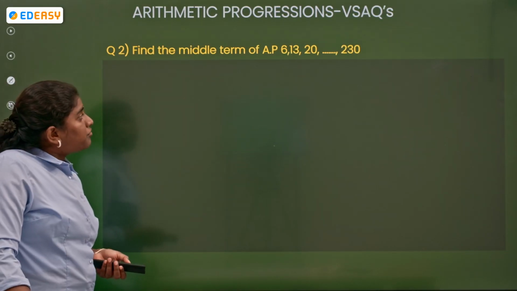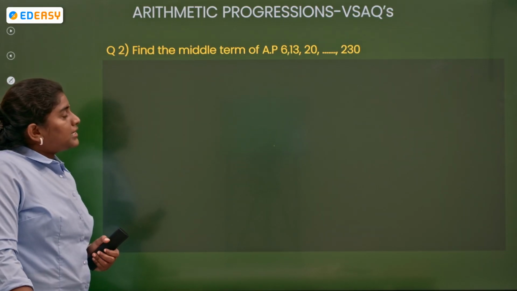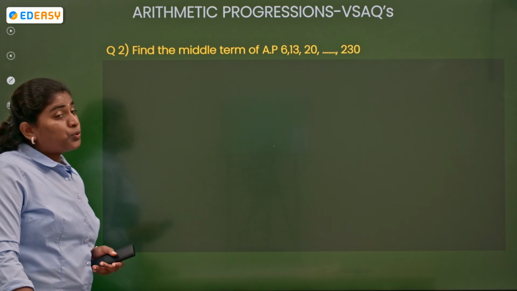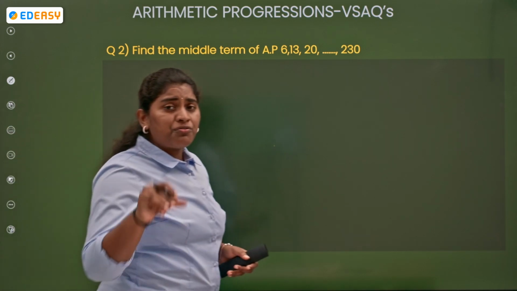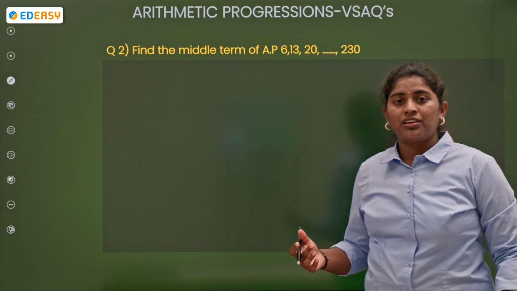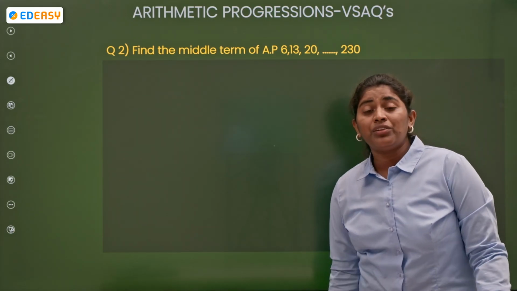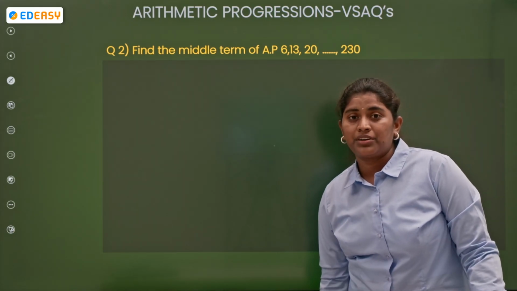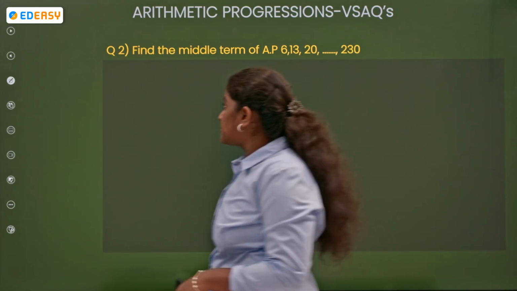Find the middle term of the AP 6, 13, 20, and so on to 230. In order to find the middle term, first of all we need to know how many terms it has. Then only can we decide what the position of the middle term will be. Right? So now let's solve this.